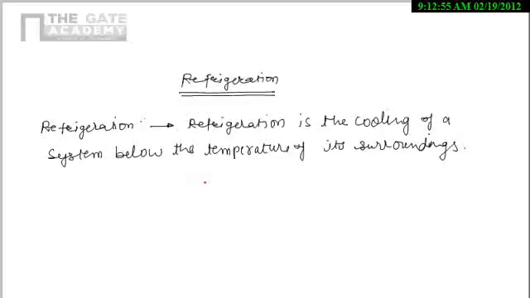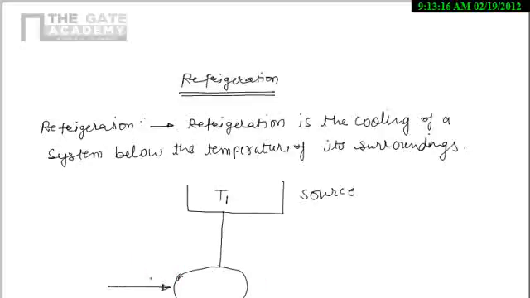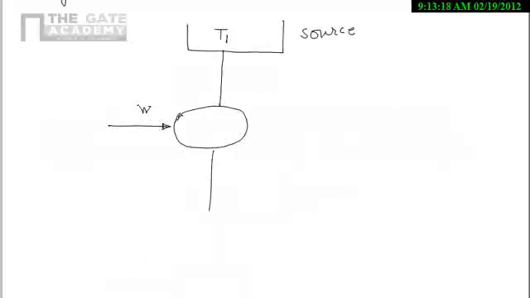So let's draw a simple refrigeration system here. For a refrigerator, this one is the source which is having the temperature T1. Now we are having this one called refrigerator. Here we are doing some work on it, that is W, and then we are having the sink, that is having lower temperature T2.